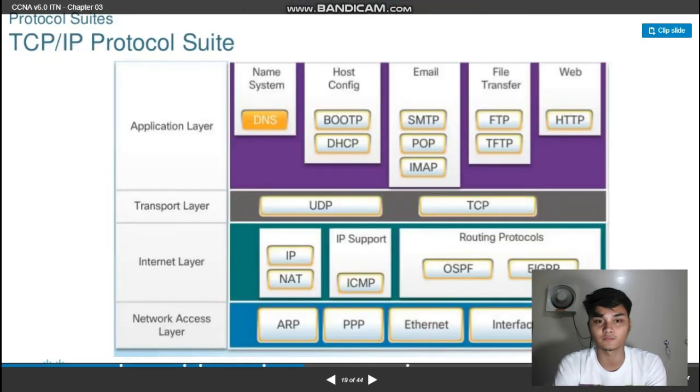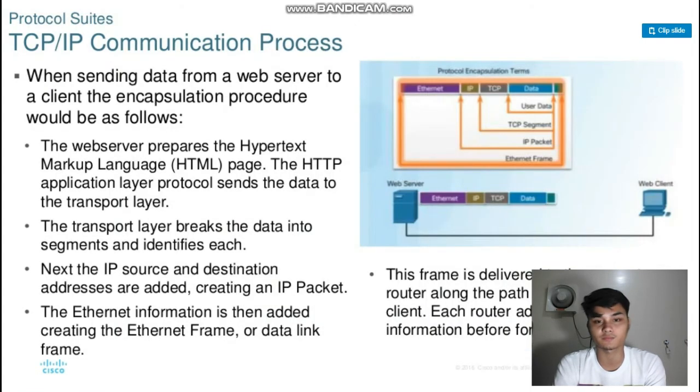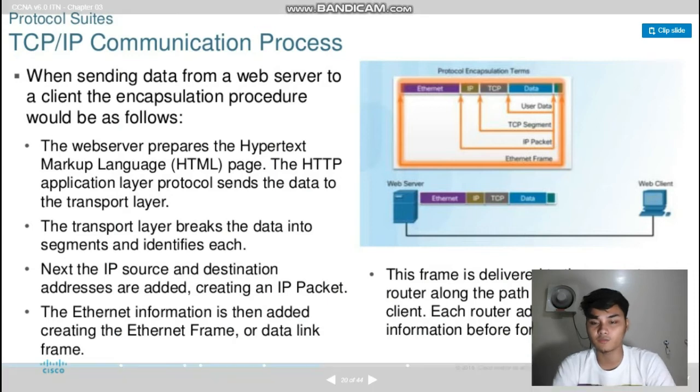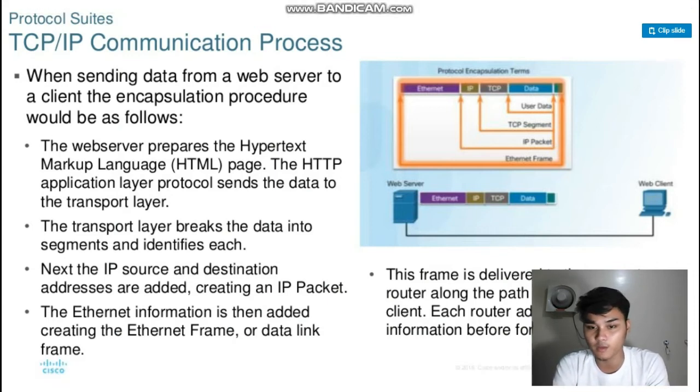So we have the TCP/IP protocol suite and the TCP/IP communication process. We have HTTP, TCP, IP, Ethernet, and data. This frame is delivered to the nearest router along the path toward the web client. Each router adds new data link information before forwarding the packet.